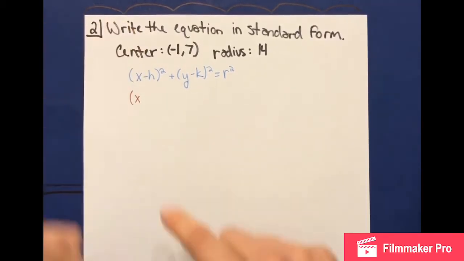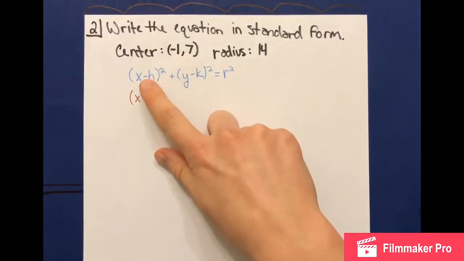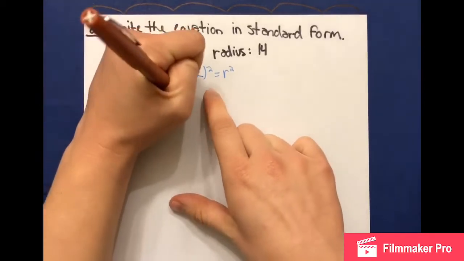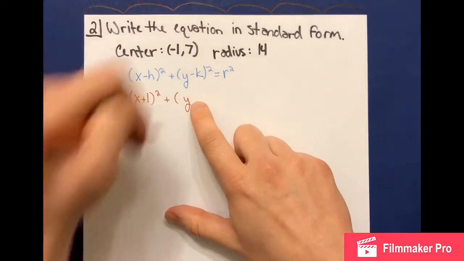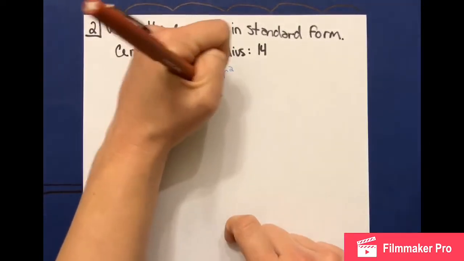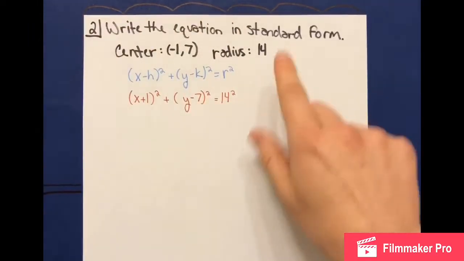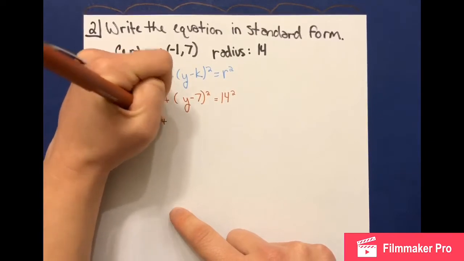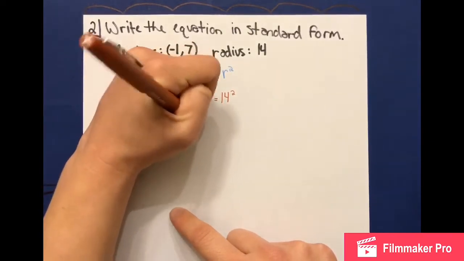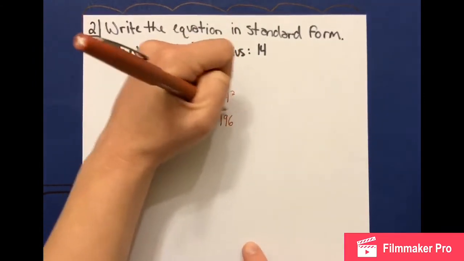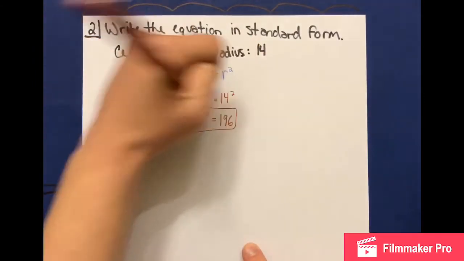So I have x, instead of minus 1, it's the opposite, so it's plus 1 squared, plus y. Instead of positive 7, it's going to be a negative 7. So y minus 7 squared equals, and this is going to be our radius, 14 squared. Going to leave the left side just like it was. And I'm just going to square the 14, which we already know is 196. That's my answer there.